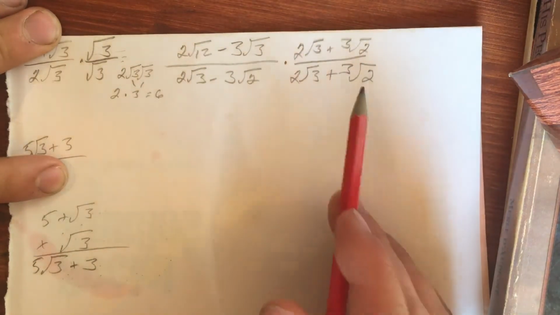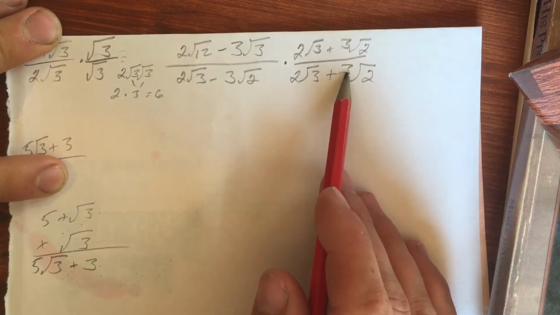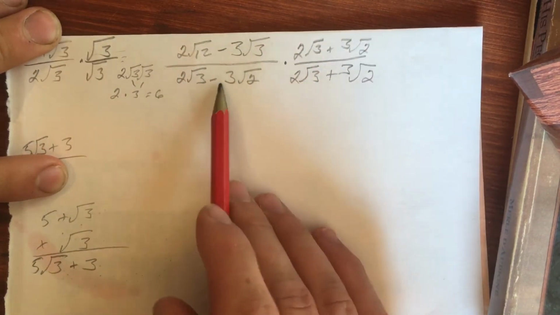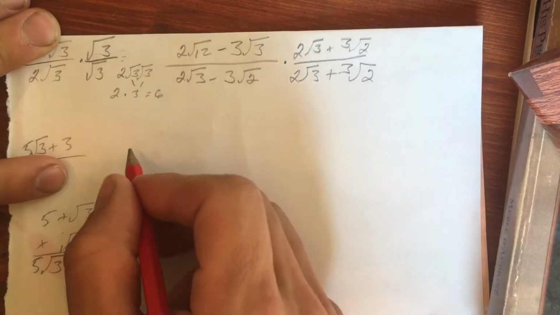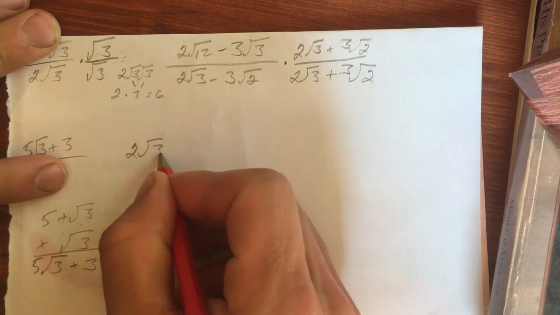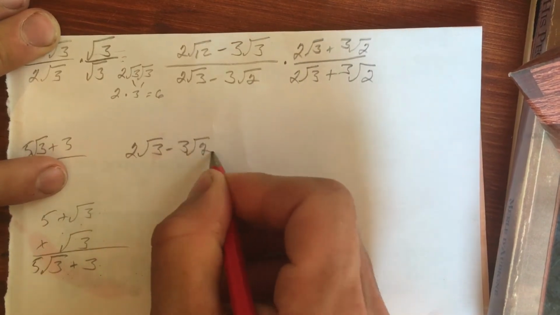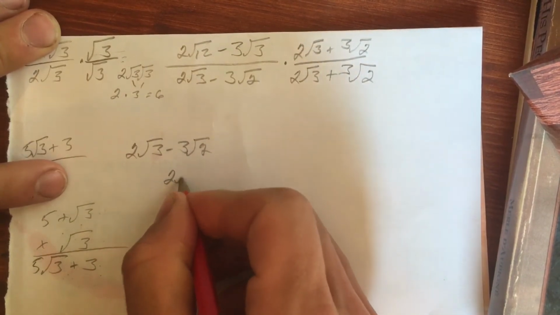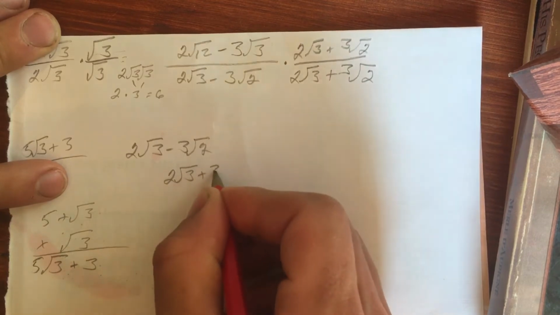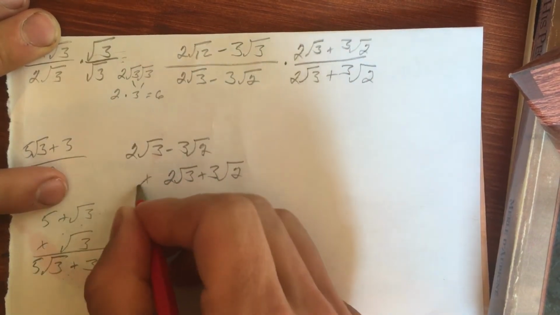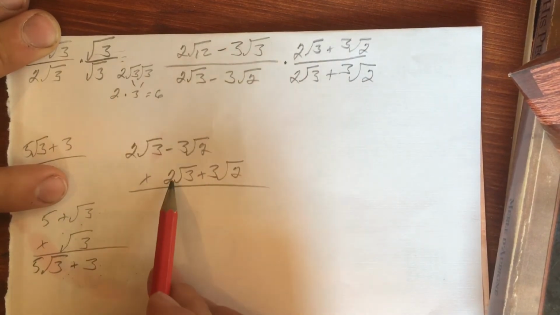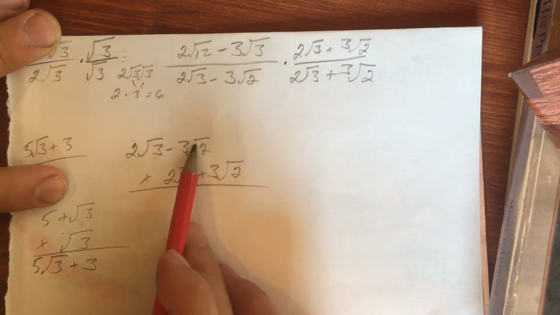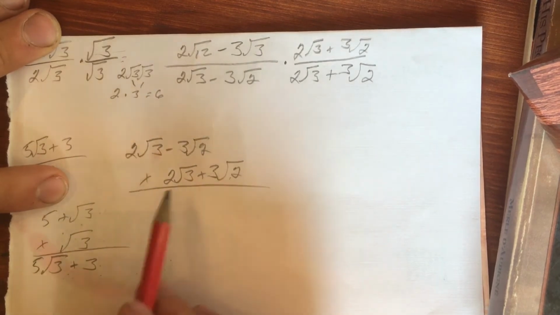So we're going to multiply 3 times the square root of 2 times 3 times the square root of 2. I'm just going to copy it down. It won't hurt us any. So 2 square root of 3 minus 3 square root of 2 times 2 square root of 3 plus 3 square root of 2. We're just going to multiply this first term times first term, and this last term times last term.